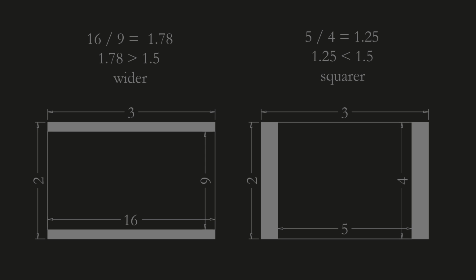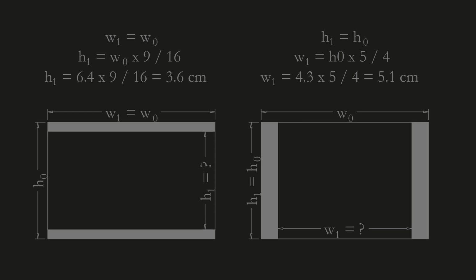The outcome of these equations will then determine how you proceed. If your desired aspect ratio is wider than your camera's native aspect ratio, you will proceed with the math example on the left. However, should your desired aspect ratio be squarer than your camera's native aspect ratio, you will proceed with the math formula on the right. So let's go through these equations.